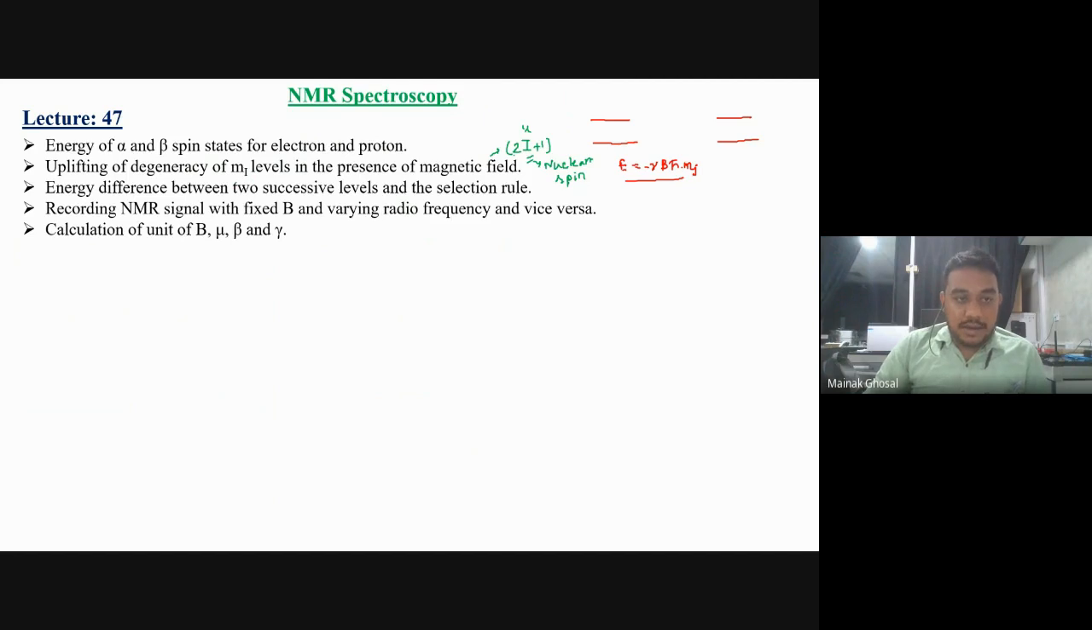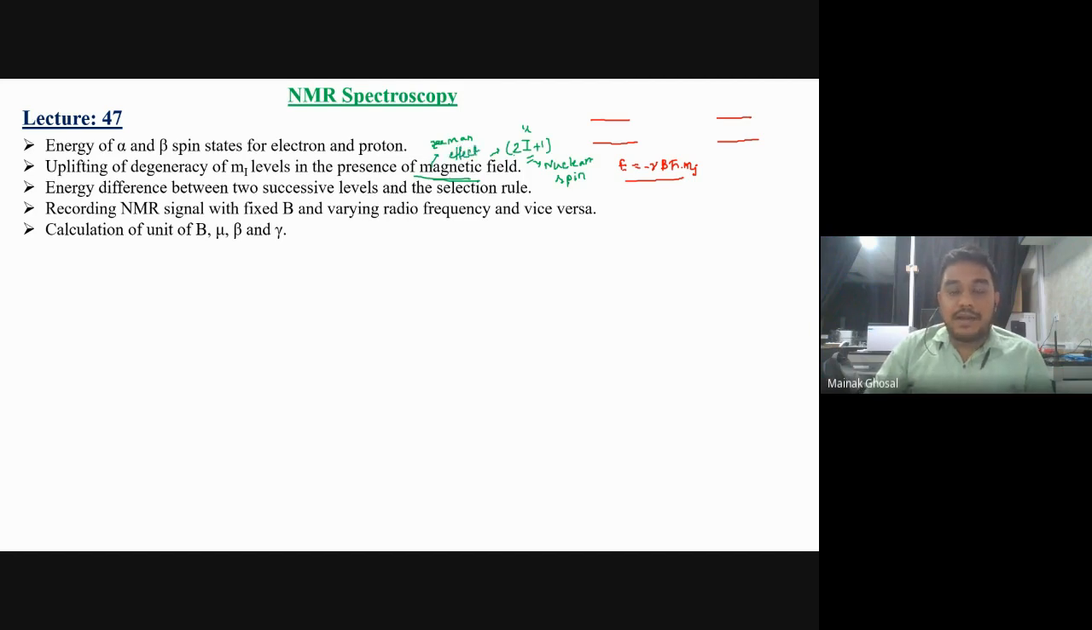This lifting of degeneracy actually happens for the m_I levels in the presence of a magnetic field, and this is called the Zeeman effect. That's the one I was discussing in the previous case. This lifting of degeneracy in the presence of a magnetic field is known as the Zeeman effect.